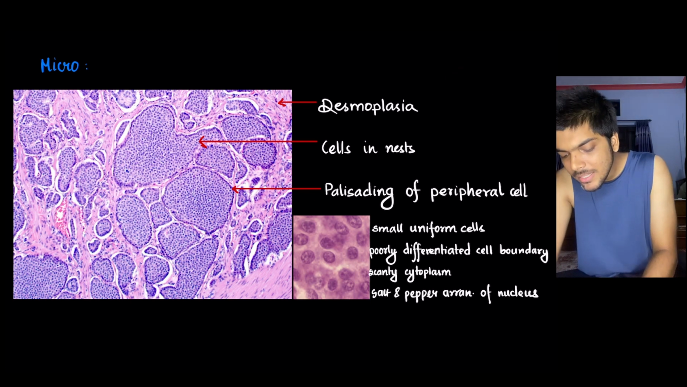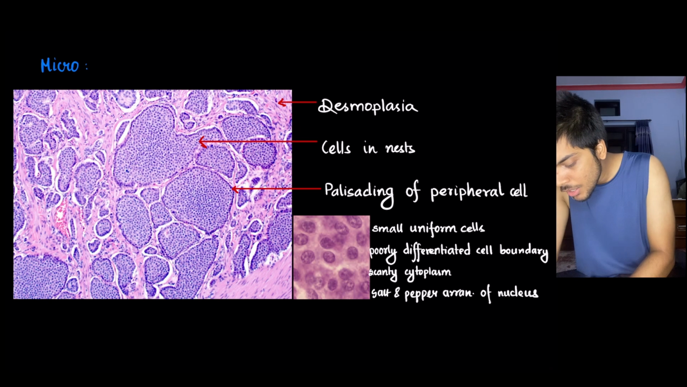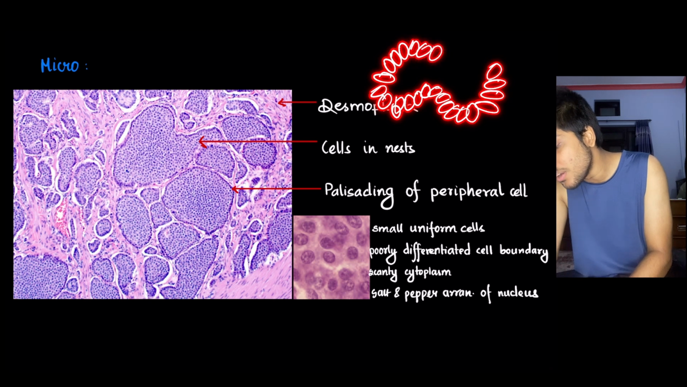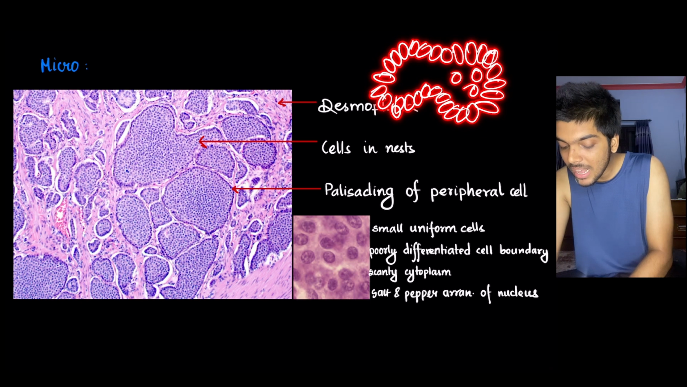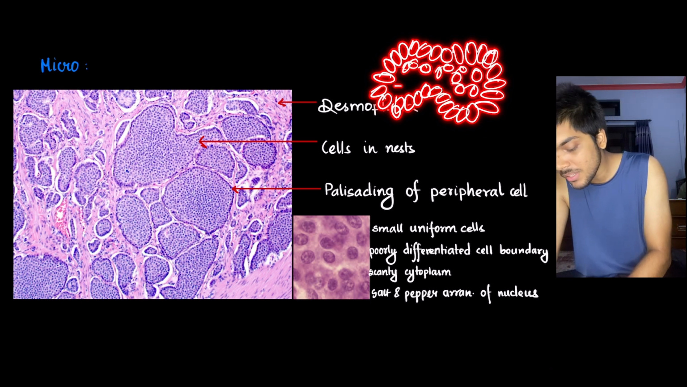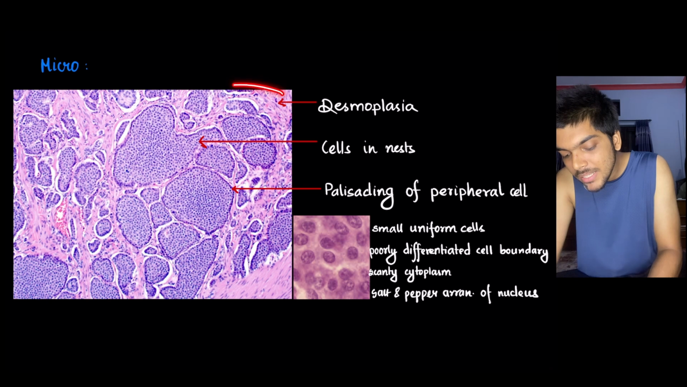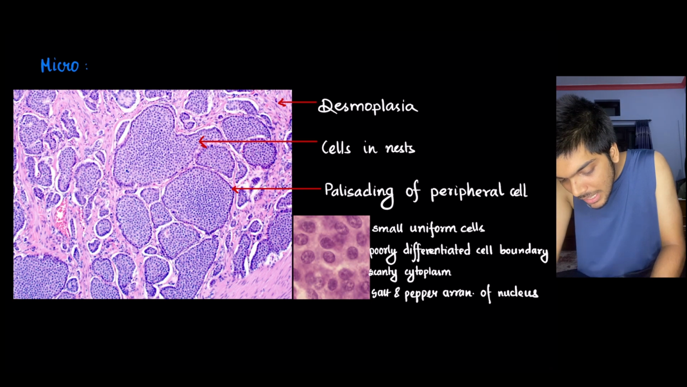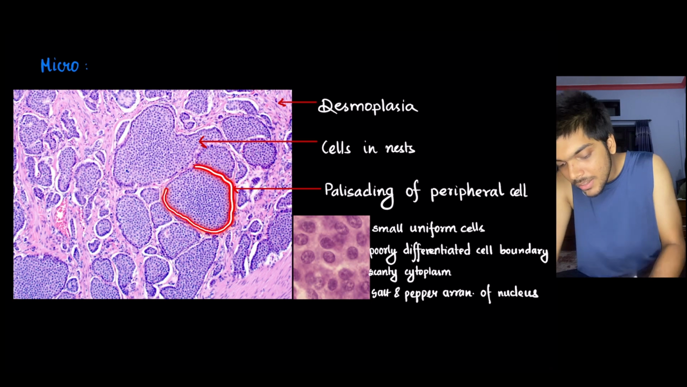So if you look at a single nest, this is what it looks like. The tumor cells at the periphery, forming the boundary of the nest, are stacked over one another, and this is referred to as palisading tumor cells. Within it are the rest of the tumor cells. So what do you have? You have desmoplasia. In between these desmoplastic fibers, you have the nests of cells. An individual nest of cells is surrounded by palisading peripheral cells.